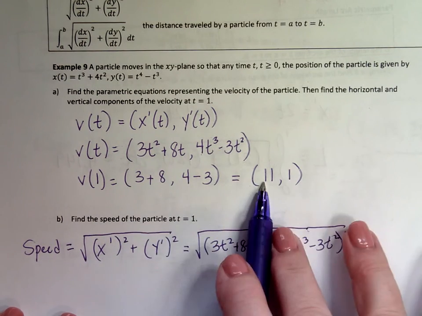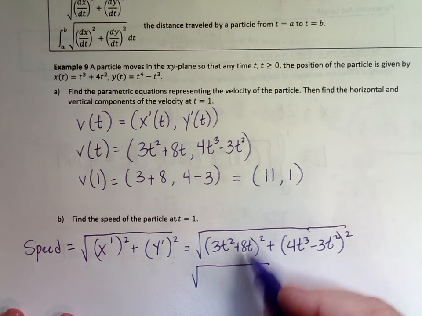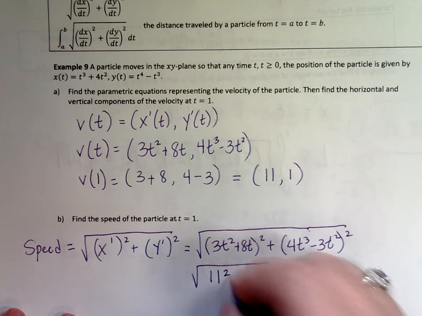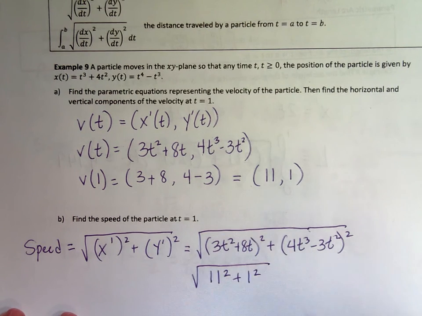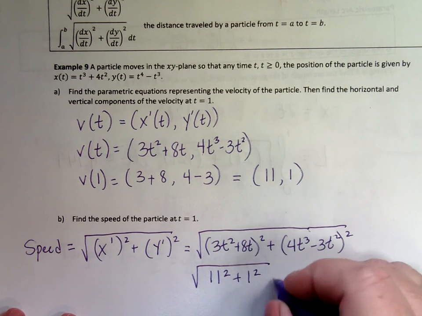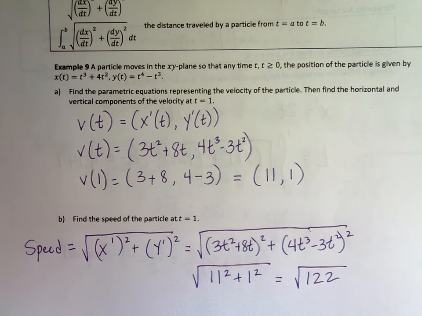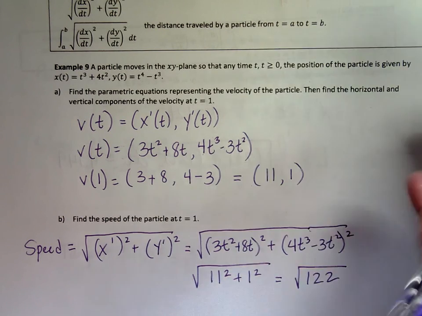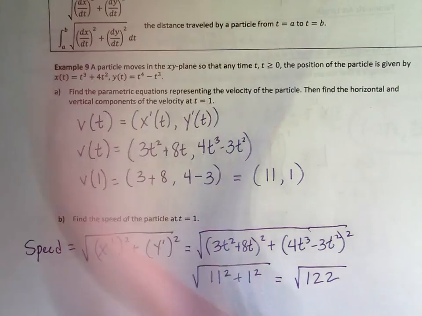When I put a 1 into this, it was 11 squared. When I put a 1 into this, I got a 1 out. And what's 11 squared plus 1 squared? And you say the square root of 122. And that's it. That was that one. So again, they're not crazy hard. It's just something a little different you haven't seen before. All right, last little bit, C.